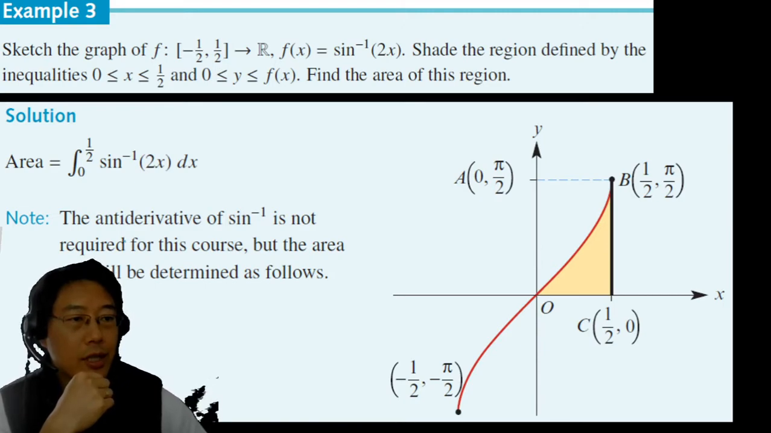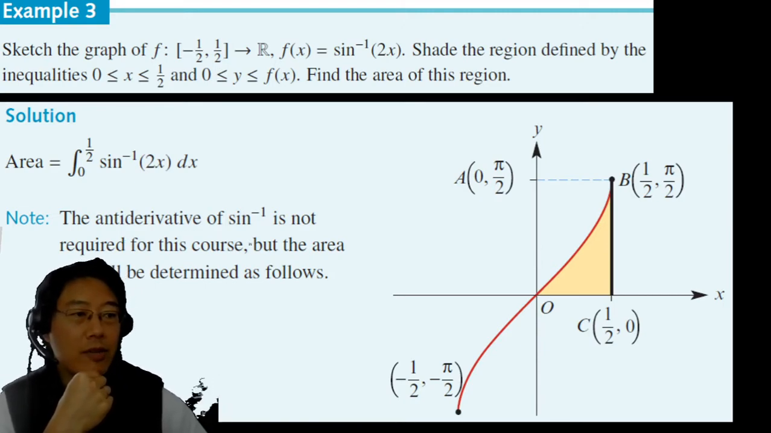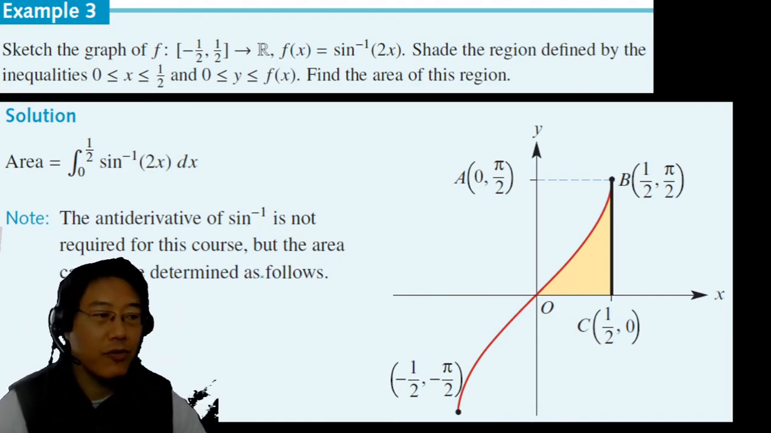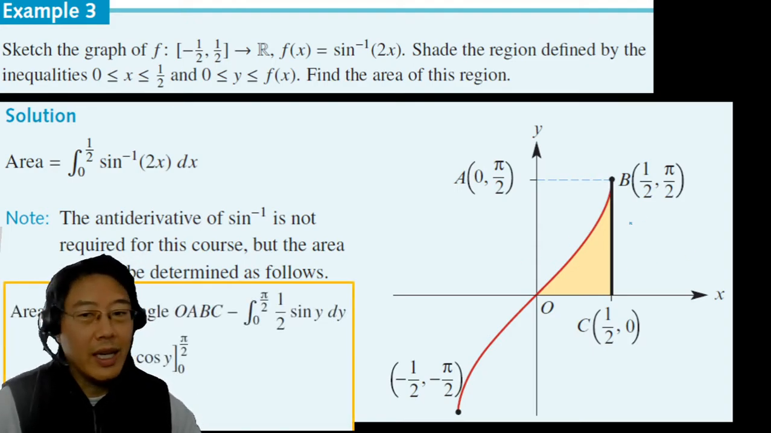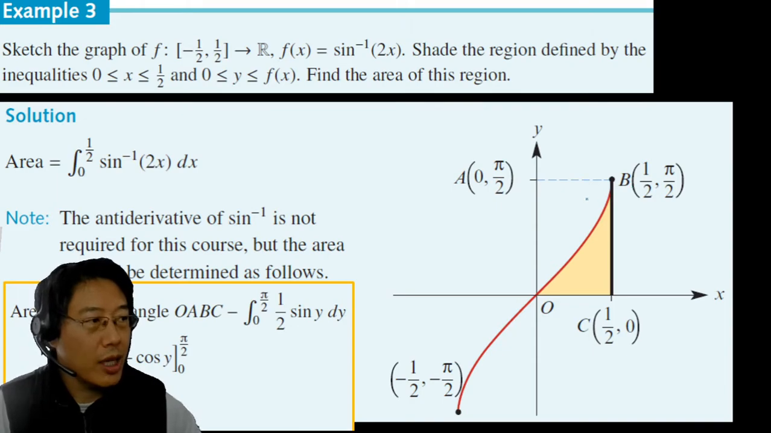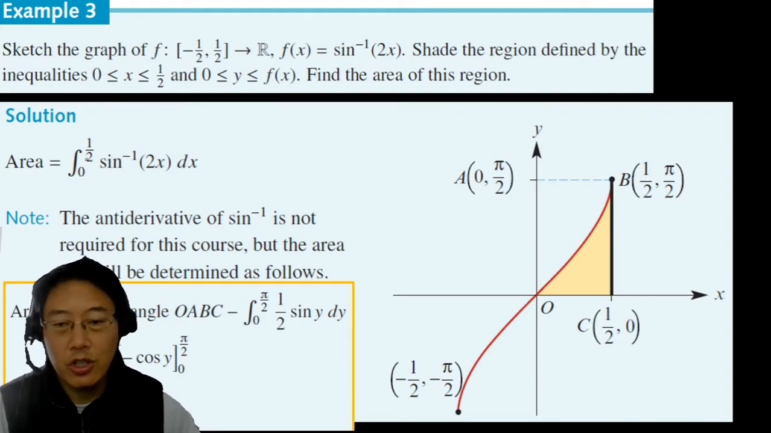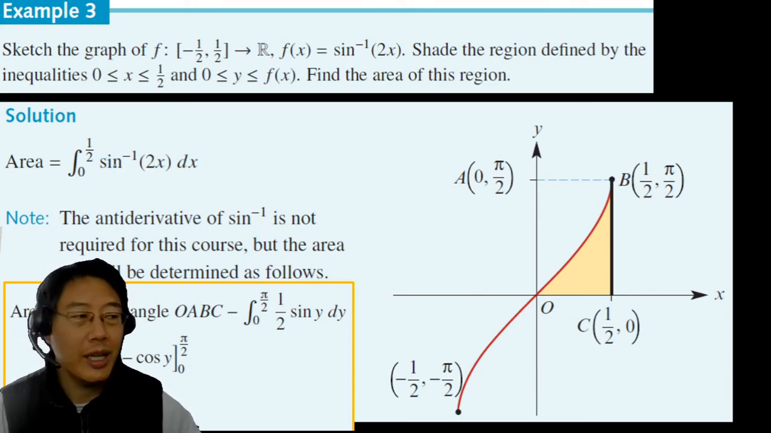There's an annotation: the antiderivative of inverse of sine is not required for this course, but the area can still be determined as follows. So what you would do, and this is a trick, you can see that rectangle here, now that area is what is defined as the inverse function. The way it is, algebraically you're not able to calculate that. So this is a trick that is important.